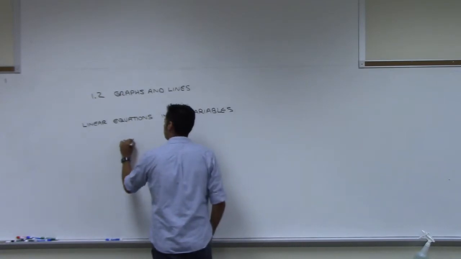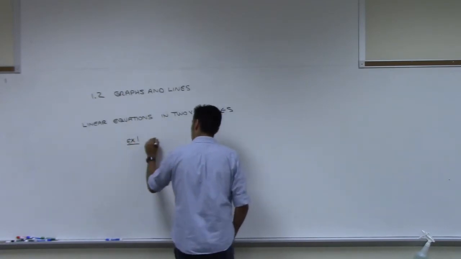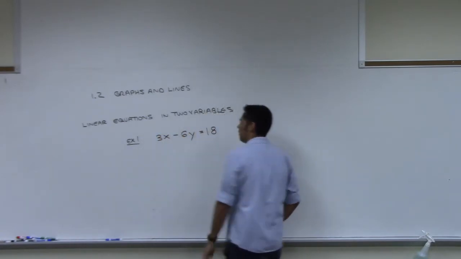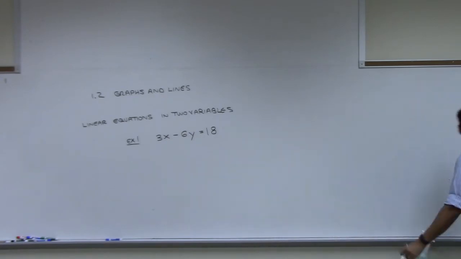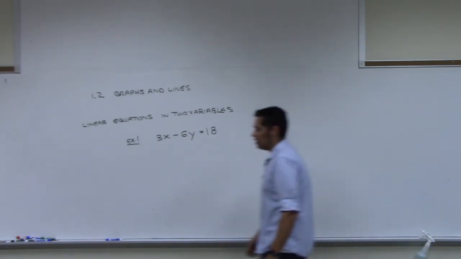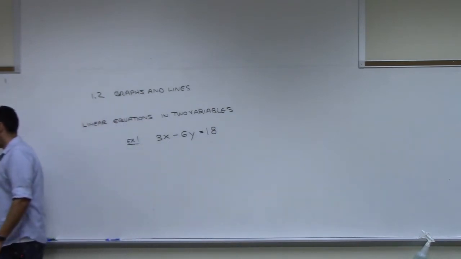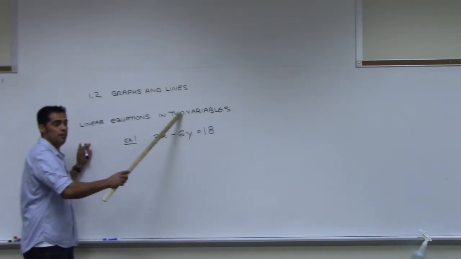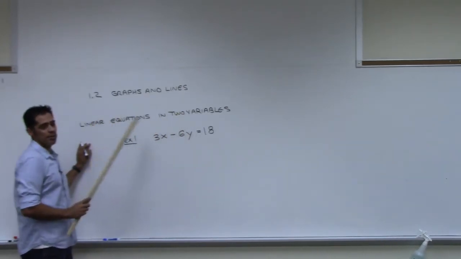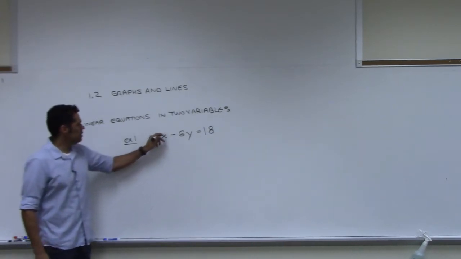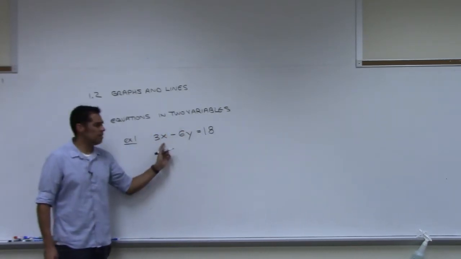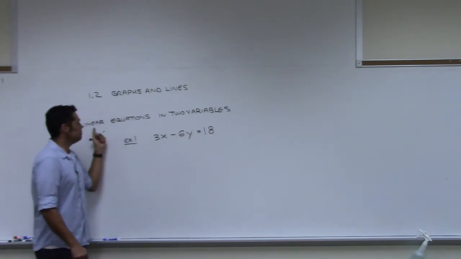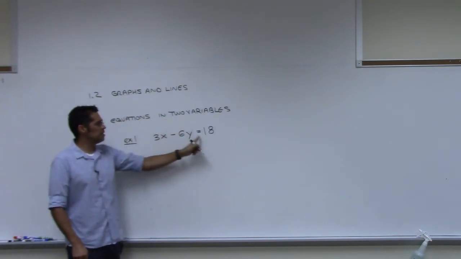So as an example, example 1, 3x minus 6y equals 18. This is a linear equation in two variables. How do we know it's linear? X and y, well that's actually the x and y is why it's two variables, right? But why is it a linear equation in two variables? They're both to the first power. Neither one of these variables are squared, right? So it's linear, two variables, and it's an equation because of the equal sign, right?